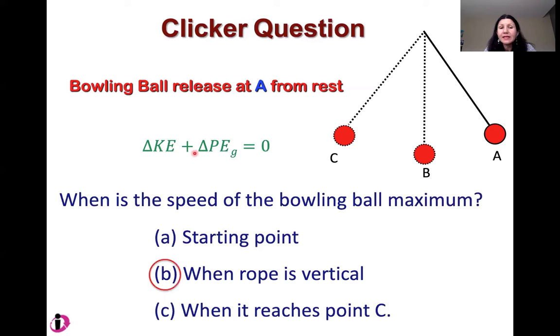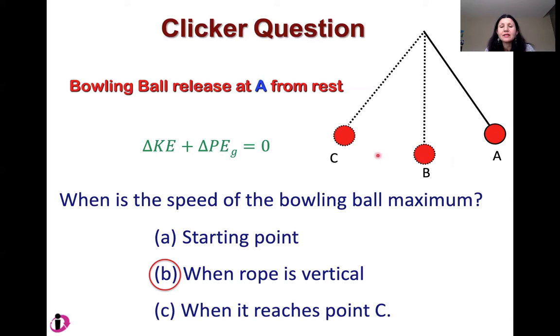So the speed is going to be maximum at point B when the ball is in this vertical position. So why is that? Again, what is happening here is that you initially have all potential energy. As the ball swings, the potential energy decreases, and what's increasing? Kinetic energy, until the potential energy reaches its minimum value here. So that should tell you when the potential energy is the smallest, the kinetic energy is going to have the biggest value here.